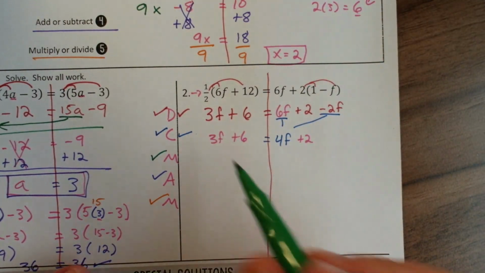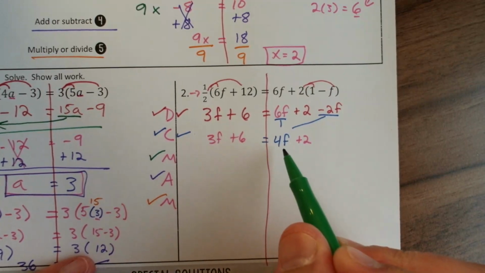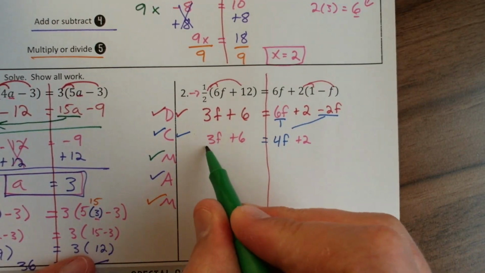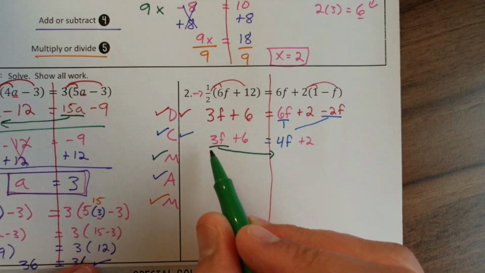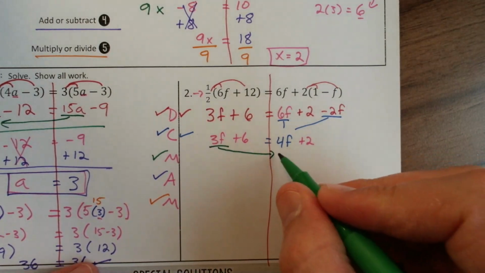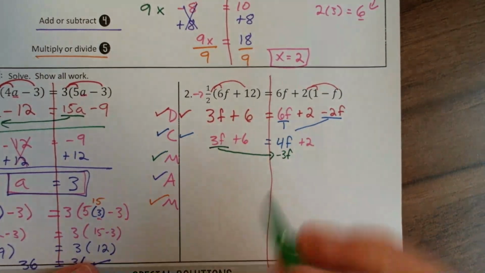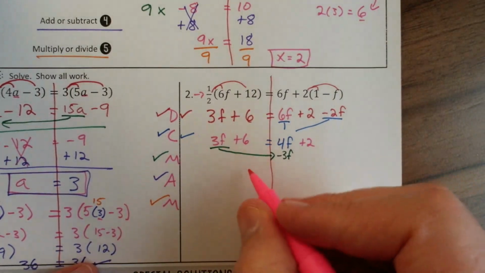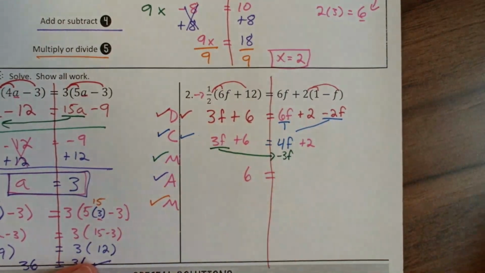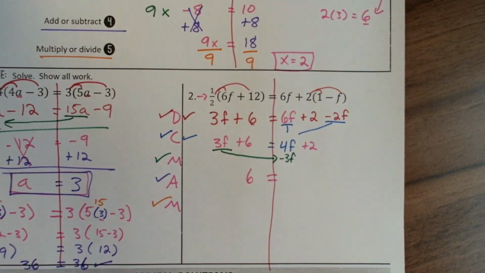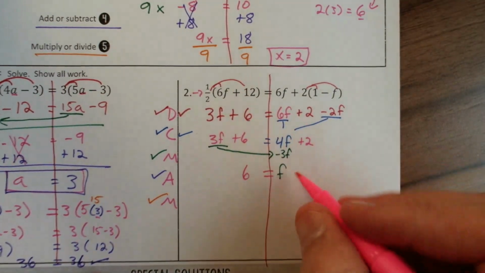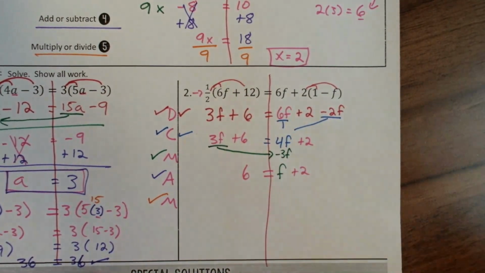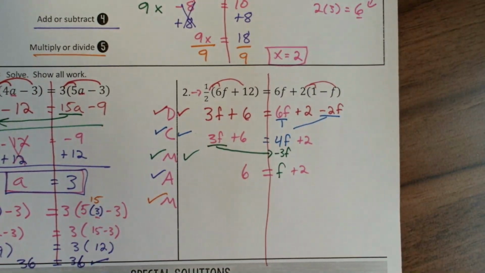Boom, done. Step number 3, move the smallest variable. So here I have 3f's, here I have 4f's. I want to move the smallest variable. So I'm going to take this one and move it over here. When I take it and move it, instead of positive 3f, it becomes negative 3f. Nothing happens to that 6. It hangs out. 4f minus 3f is 1f, so that becomes f. Plus 2. All right. The moving step, done.